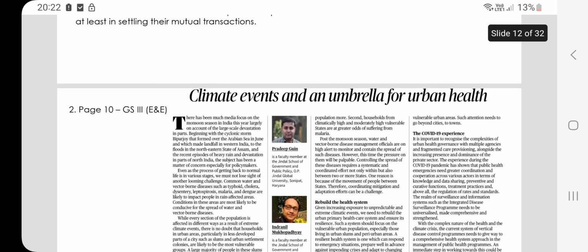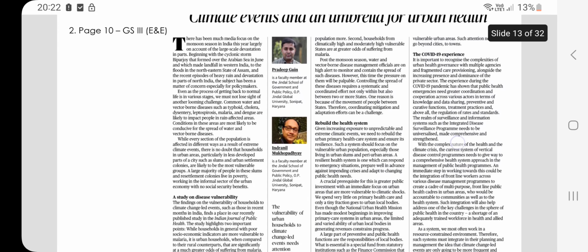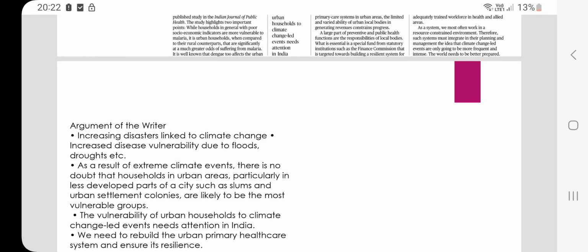The second article talks about climate events and an umbrella for urban health. In this context, the argument of the writer is about increasing disasters linked to climate change and increased disease vulnerability due to floods and droughts, etc.